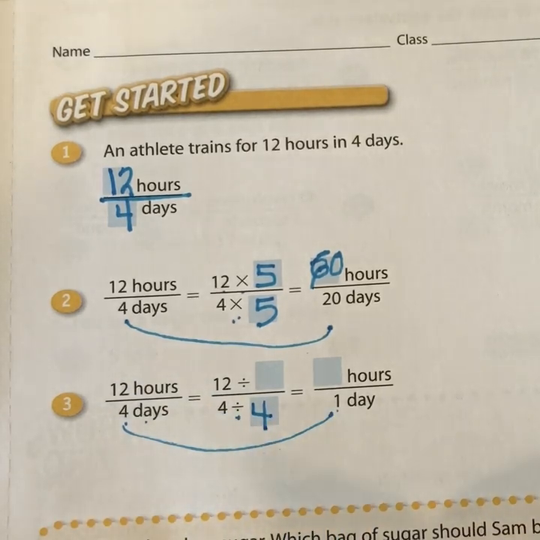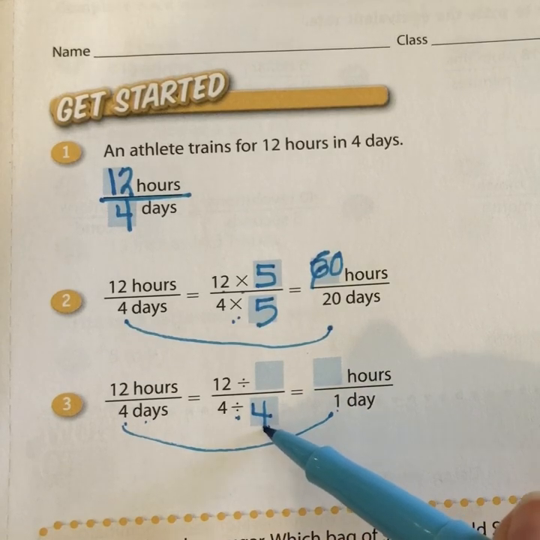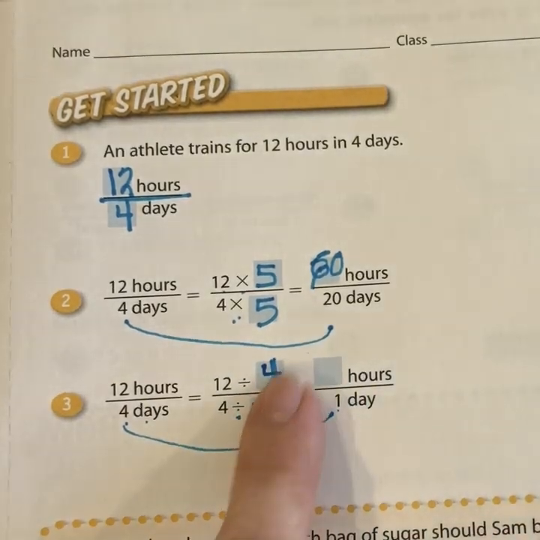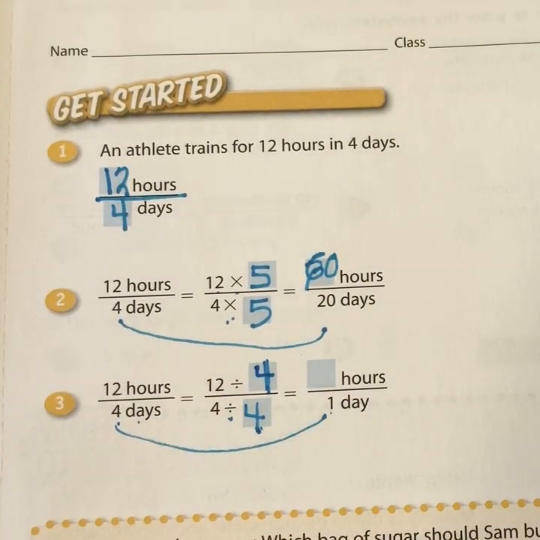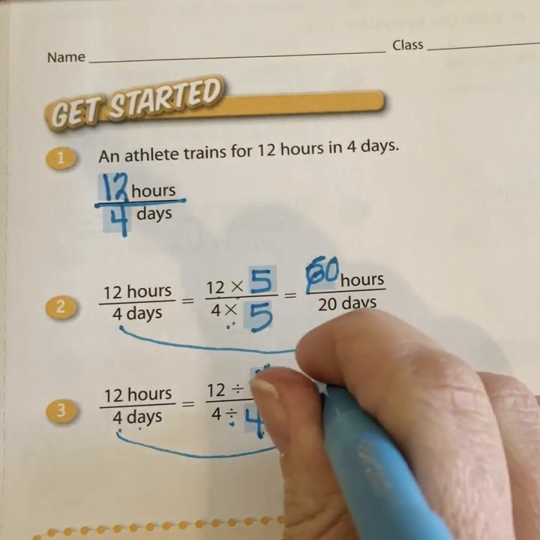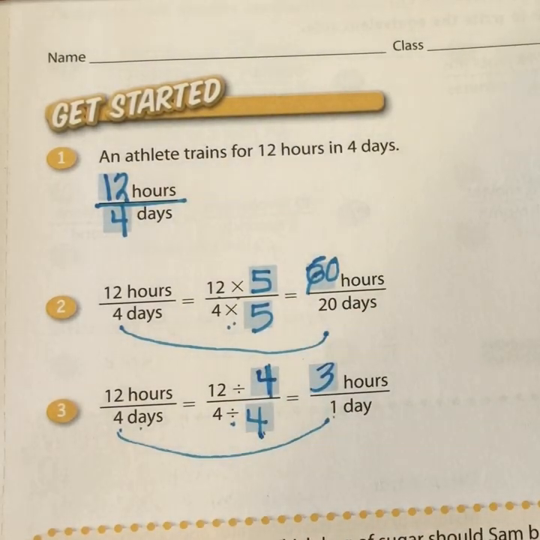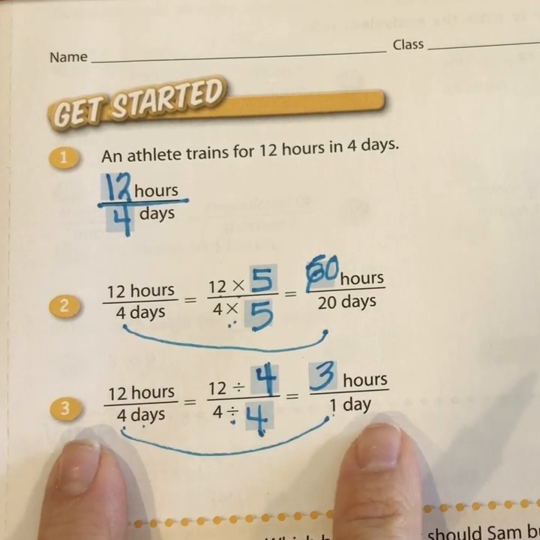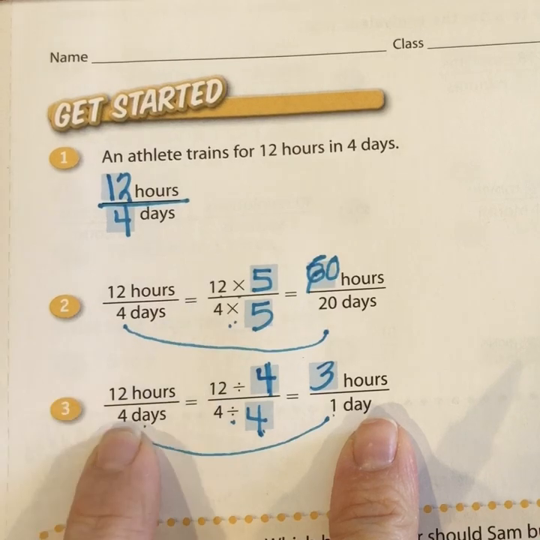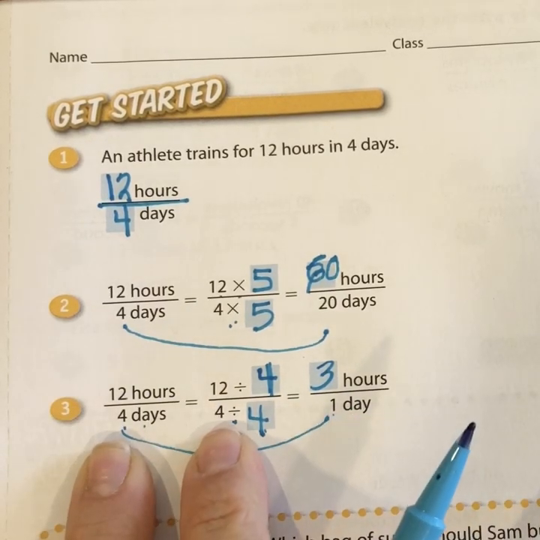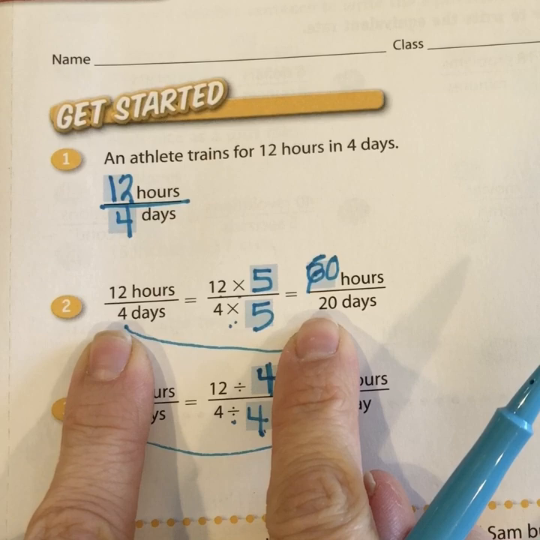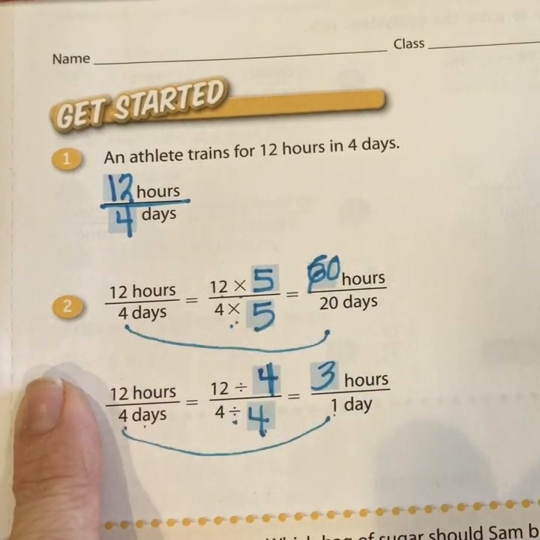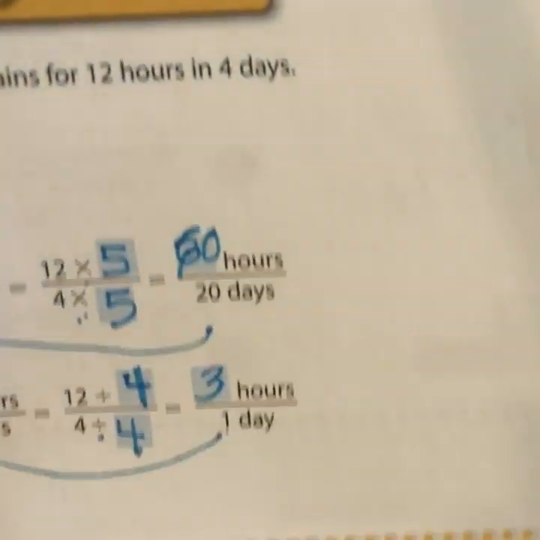4. What I do to the bottom, I have to do to the top. I'm changing my quantity by 1 because 4/4 is really 1. So 12 divided by 4 is 3. So for 1 day, he trains 3 hours. If you can remember that when you go from large to small, you divide, and when you find the equivalent fraction from small to large, you multiply.